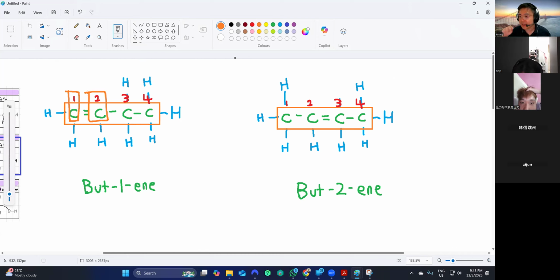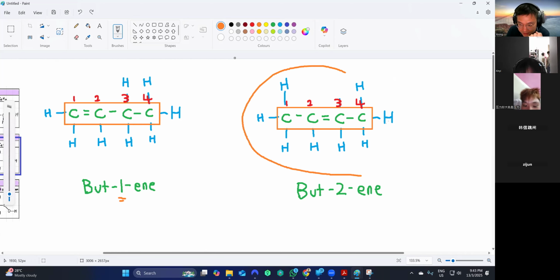But when we have that, we always choose the smaller number. So number 2 and number 1, which is smaller? Number 1. Then we choose number 1. That's why this one is called but-1-ene. If you're still confused, let's look at this second example first. Then maybe it'll be clearer.